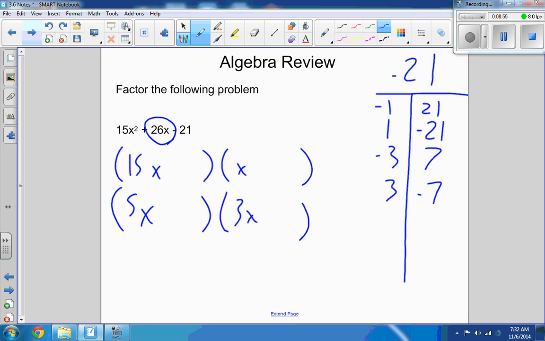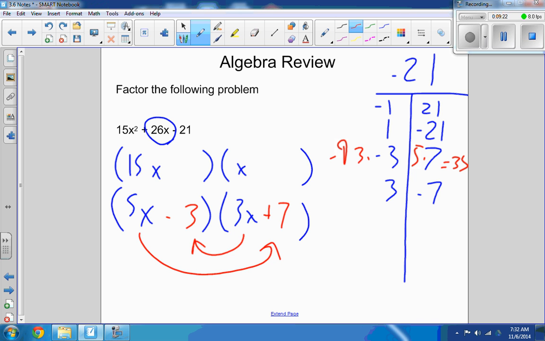How about this? 5 times 7, that's 35. Minus 9, that works. Look, 5 times 7, that's 35. 3 times the negative 3, that's negative 9. Well, 35 plus negative 9 gives us 26. So 5 times the 7, 3 times the negative 3. And there we go. That works. And that's the end of this lesson.